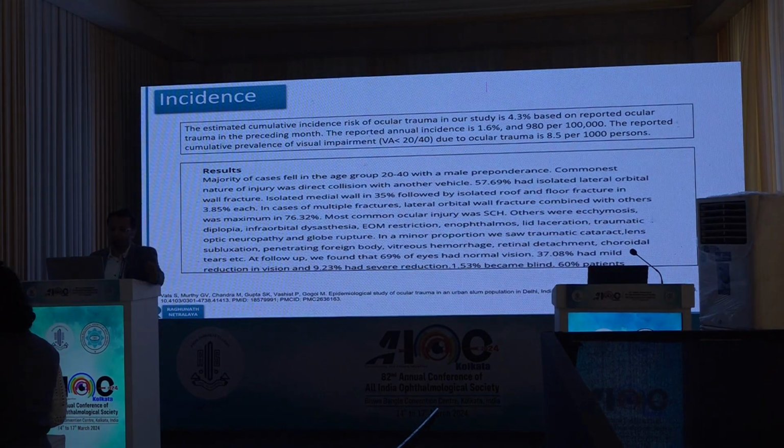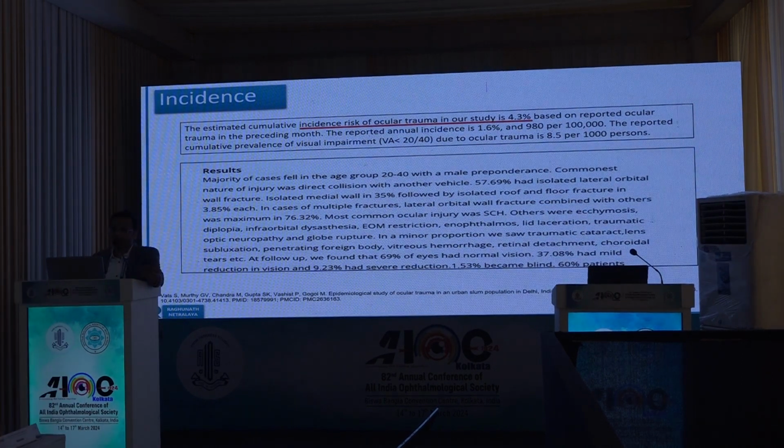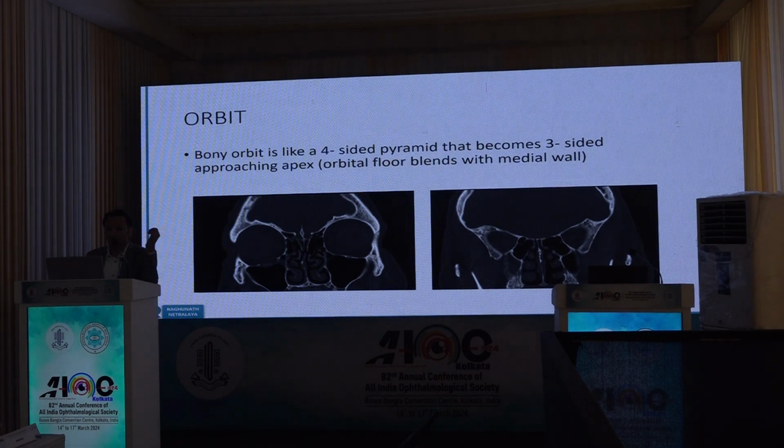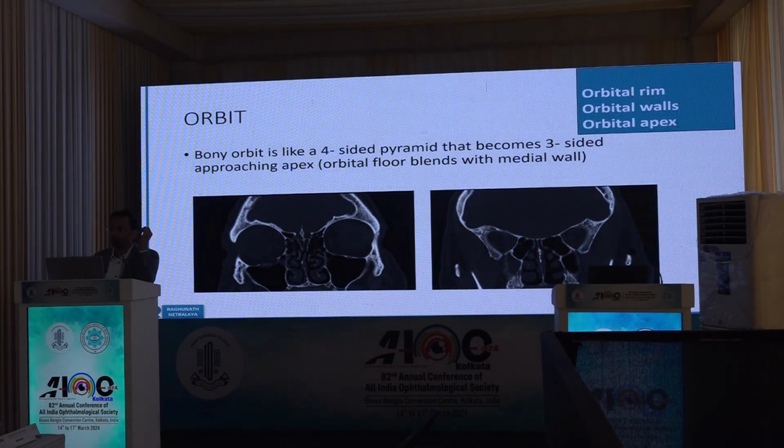I started searching for the incidence, but there are very few studies which talk about the orbital fracture incidence as such. The incidence of ocular trauma is around 4 to 5%. Especially in RTAs, the incidence of orbital fracture is maximum compared to anterior segment trauma. Orbit anatomy all of us know, but from a structural point of view, three things are very important in orbital trauma: the orbital rim, orbital wall and orbital apex.